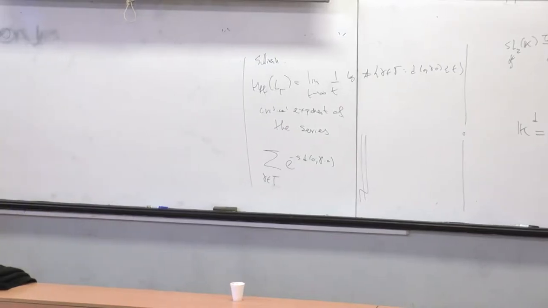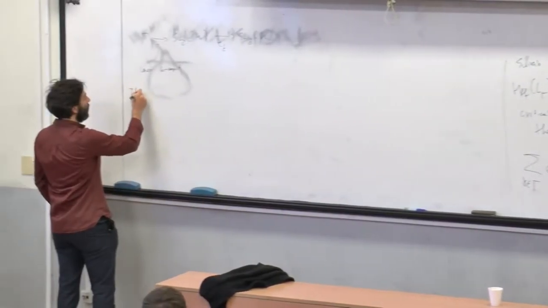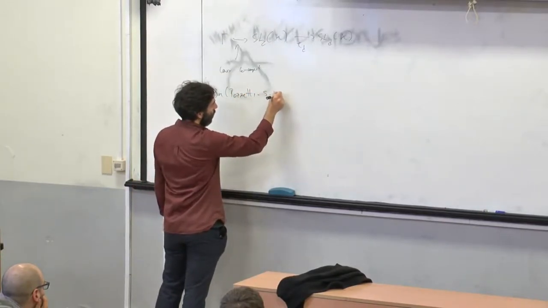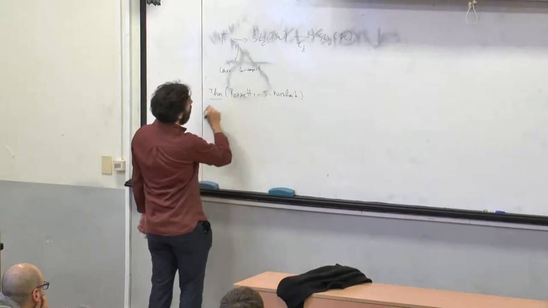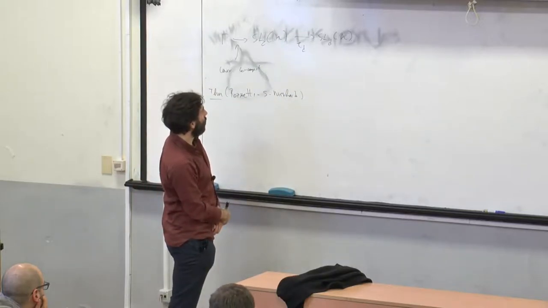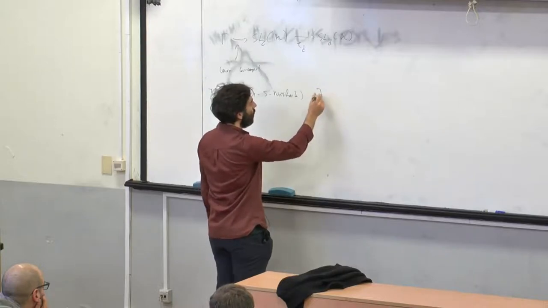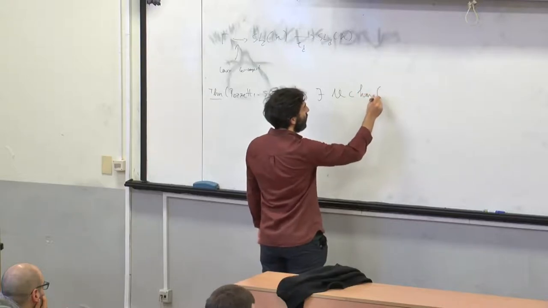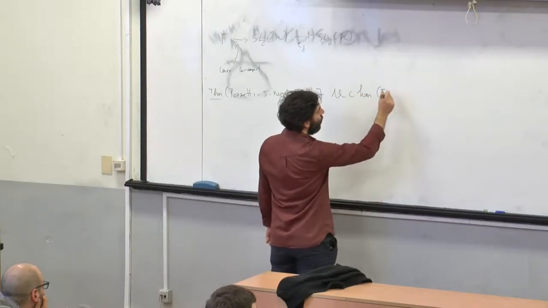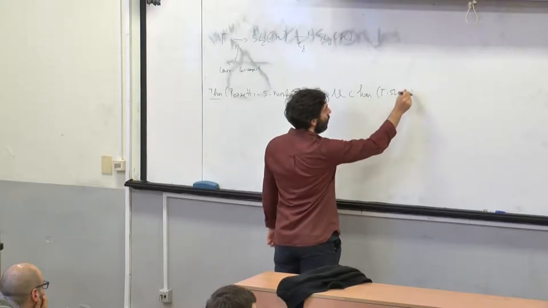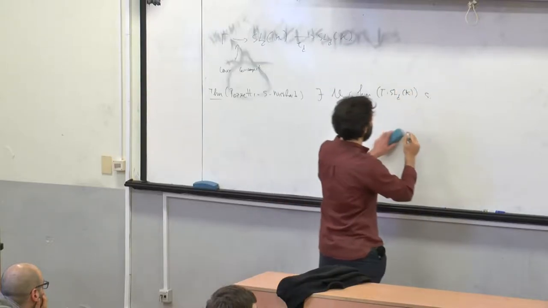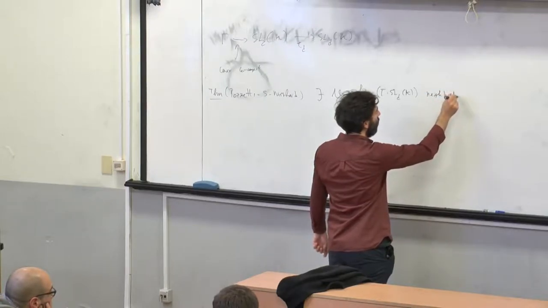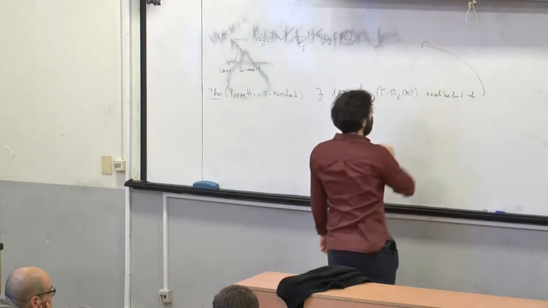So this is a statement, maybe say, a theorem. So there exists a neighborhood of that. So this is an open set in this space, right? In the space of morphisms. Open. Such that.